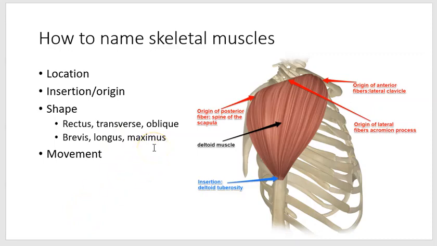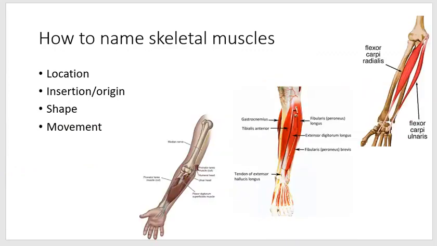Maximus is a big muscle. Medius is a middle-sized muscle. And then minimus is a little bitty muscle. So there's lots of different ways we can name them based on shape, and they're telling you what that muscle looks like. But it can also tell you what that muscle does.